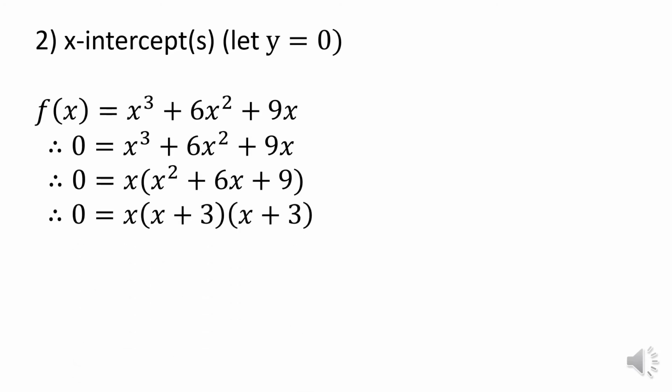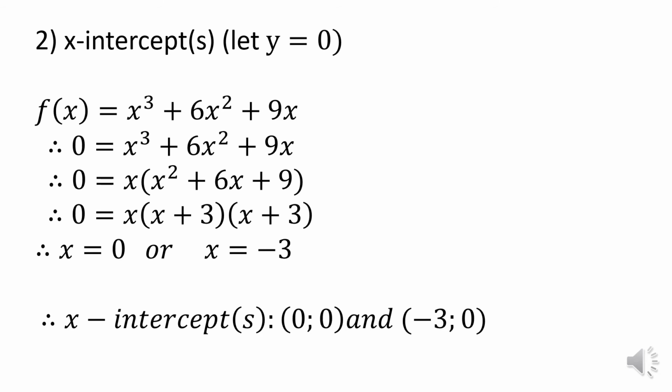So we have 0 is equal to x times (x plus 3) times (x plus 3). X is therefore equal to 0, or x is equal to minus 3. My x-intercepts are then (0, 0) and (minus 3, 0).